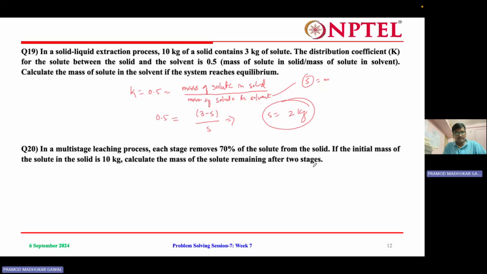So here is the multi-stage leaching process. Each stage removes 70% of the solute from the solid, and the initial mass of the solute in the solid is 10 kg. So you have to calculate the mass of solute remaining in the solid after the two stages.